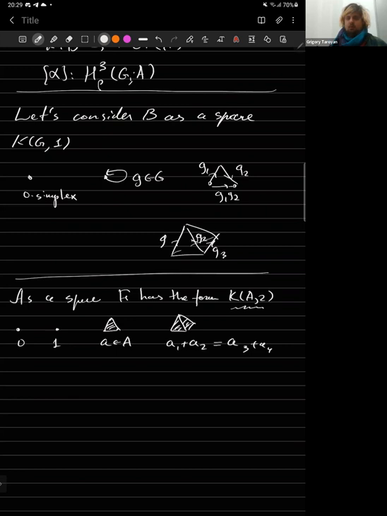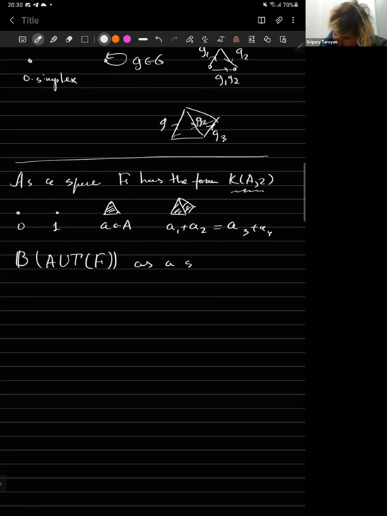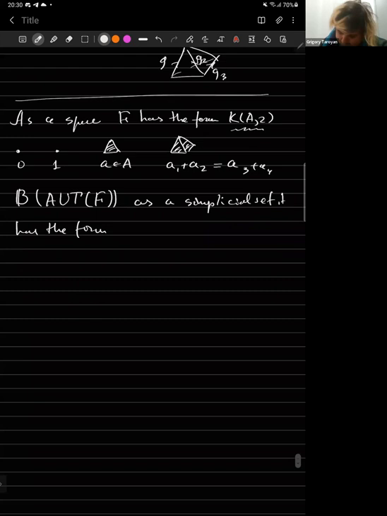So we have exactly four faces of tetrahedra, and so like this face and this face are A1 and A2, and the back faces are A3 and A4. Now we can describe the space, the delooping of this automorphism group. And so as a simplicial set, that's the form F.